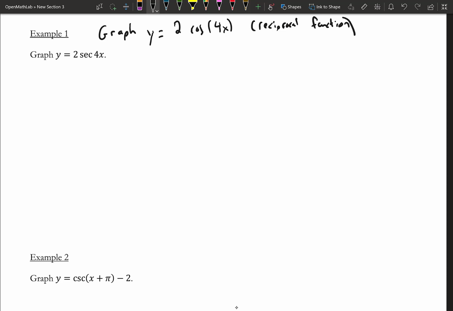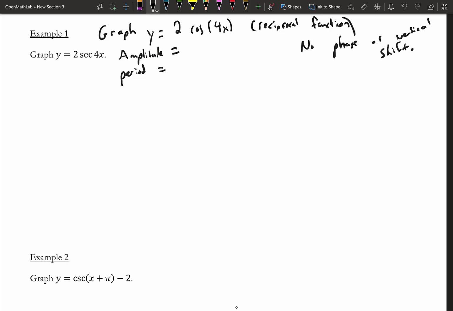So to be able to graph cosine, some things that will be helpful for me to remember are the amplitude and also the period. And it's important here that my c value and my d value are both 0 in this function. There's not going to be a phase or vertical shift at all.